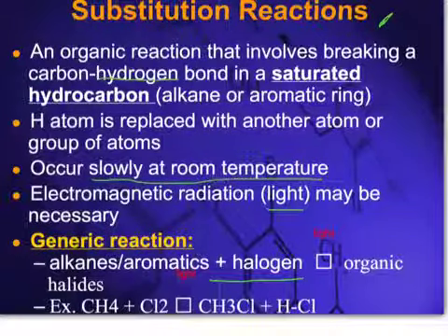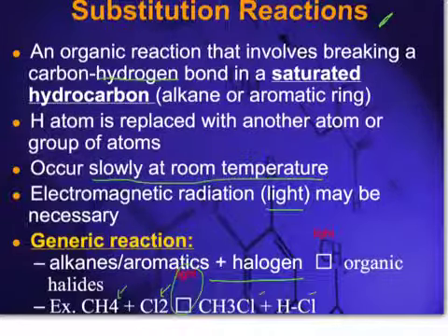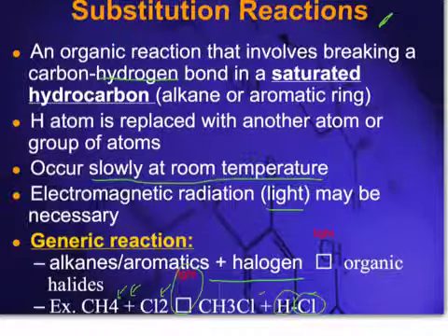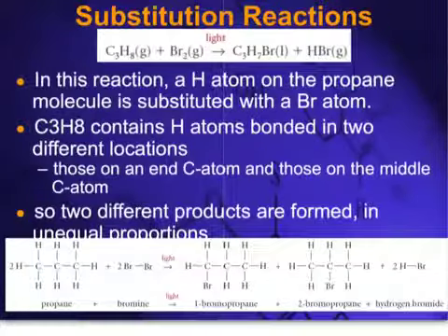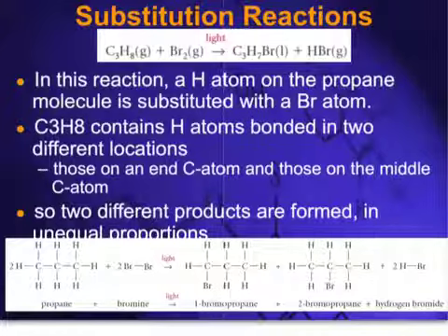Here, the example is of methane reacting with chlorine gas in the presence of light to produce chloromethane and hydrogen chloride. You'll notice that one of the chlorine atoms has now replaced a hydrogen on the methane molecule, but the other chlorine atom is now paired with a hydrogen that came off of the methane molecule. If there are multiple hydrogens that are available for substitution, you will get a mixture of products.